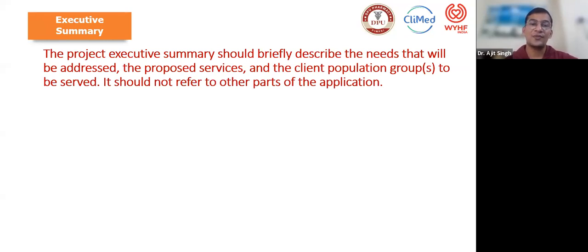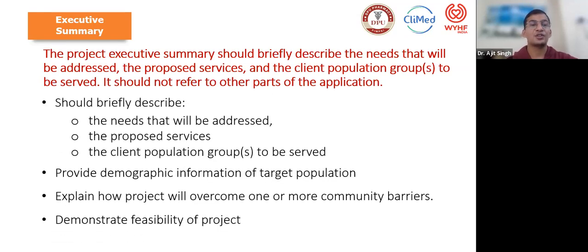It should not refer to other parts of the application. Again, as I told you, it should not give the review of literature, the entire methodology, or anything like that. It should just give the proposed services and population group, what you are targeting, and how you are going to do it. A little bit about the novelty, your innovation, must be there. So the need that will be addressed, the proposed services, and the population: these three things should be included.